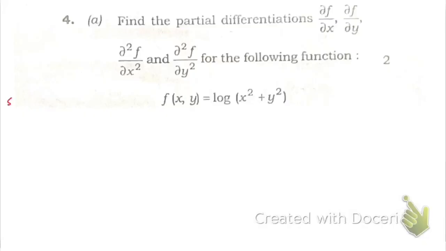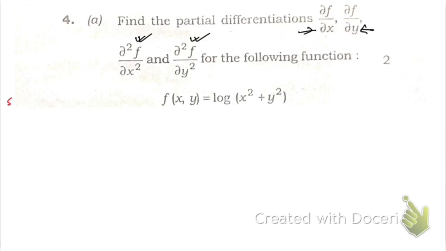So our next question is this. Here we are going to find a partial derivative of this function f of x and y. This is a function of both x and y. So we are going to find a partial derivative with respect to x, also with respect to y. Then we are going to find a second order partial derivative with respect to x and y, right?